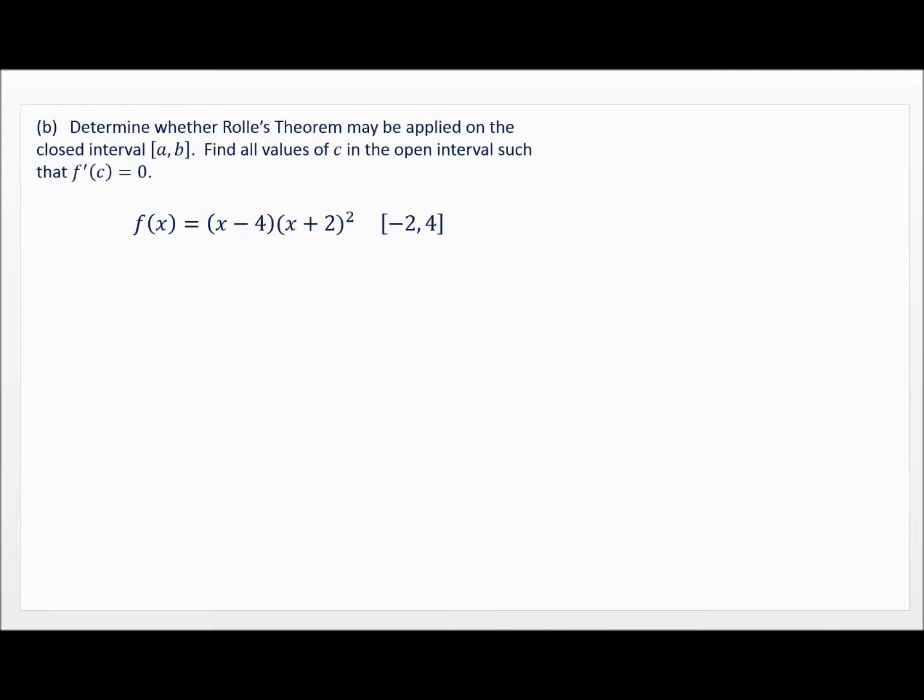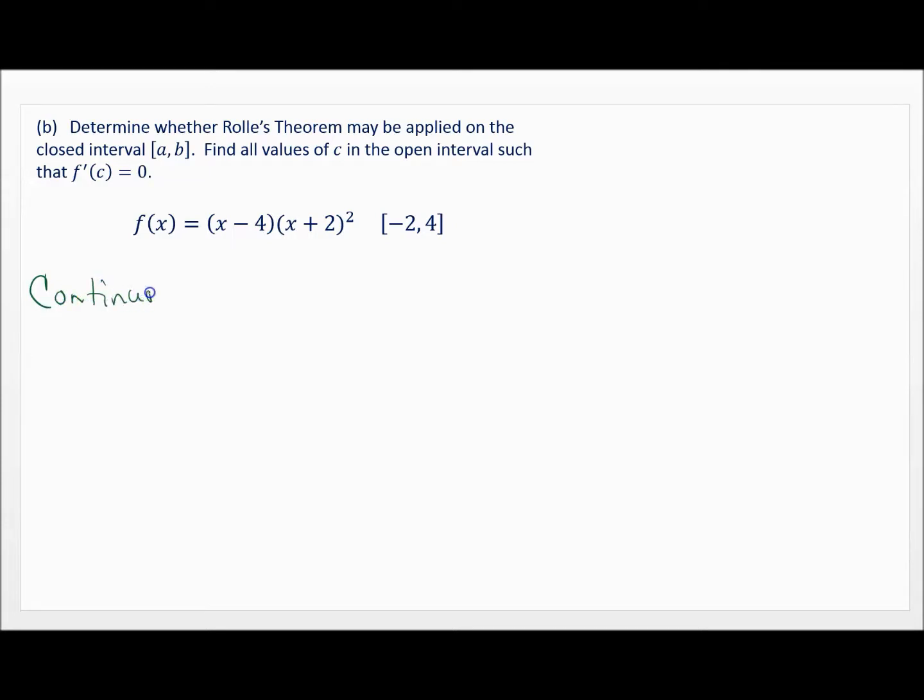So question B, we want to determine whether Rolle's theorem may be applied on the closed interval AB. Find all values of C in the open interval such that f prime of C equals 0. By the way, folks, that's exactly what we did on the last problem. So we found the C value even though they didn't ask for it. So can we even use Rolle's theorem on this? Is this a continuous function?